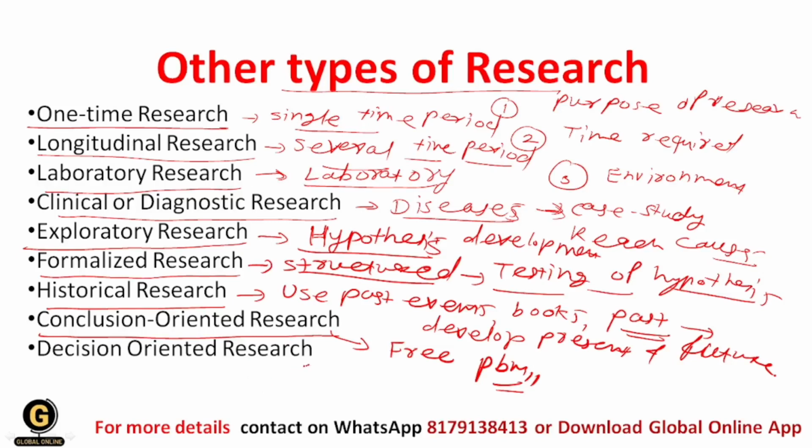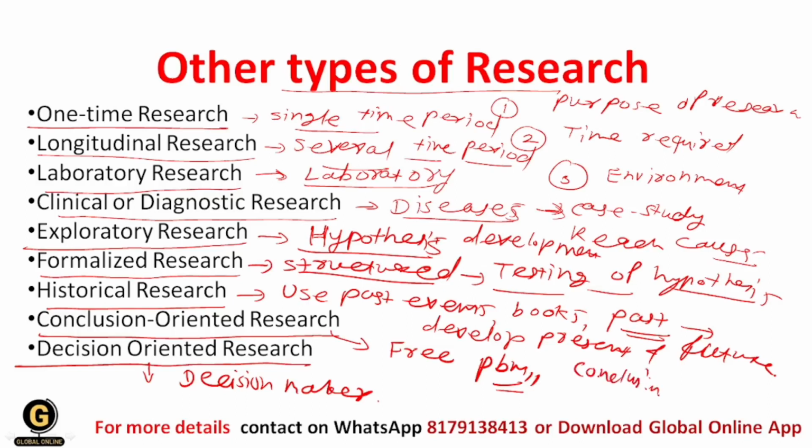Then next is decision oriented research. As the name suggests, it is exactly opposite to conclusion oriented research, because the researcher requires a decision maker in this type of research, and the researcher is not free to pick a problem. That's why he is not free to think according to his own conclusion.